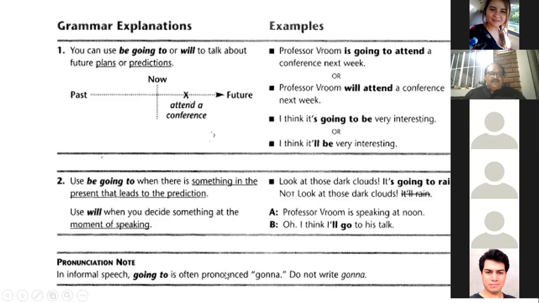This is one of the forms I told you. Okay, very good. Now, continue, Ligia, with this part, please. Pronunciation note. In informal speech, going to is often pronounced gonna. Do not write gonna. Okay. Sometimes when we speak, we say, okay, what are you gonna do, right? I'm gonna stay home, I'm gonna go, I'm gonna work, it's gonna rain. In some informal English, you can write gonna, okay? But when you are writing a report for your boss, or you're writing a letter or an email in business, okay? Don't use gonna. Use going to.